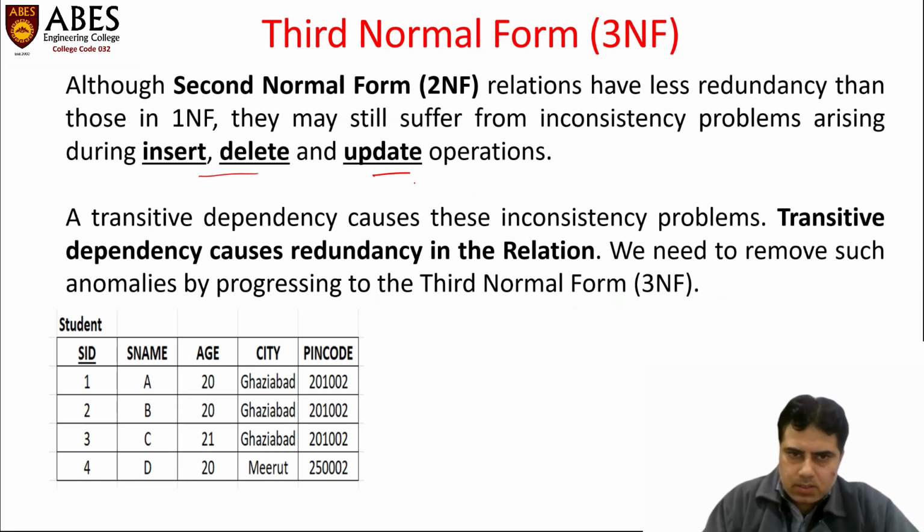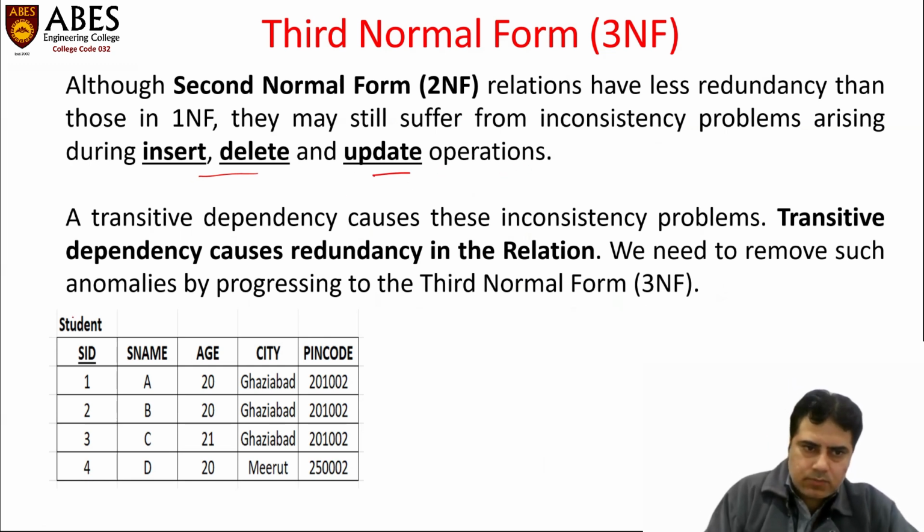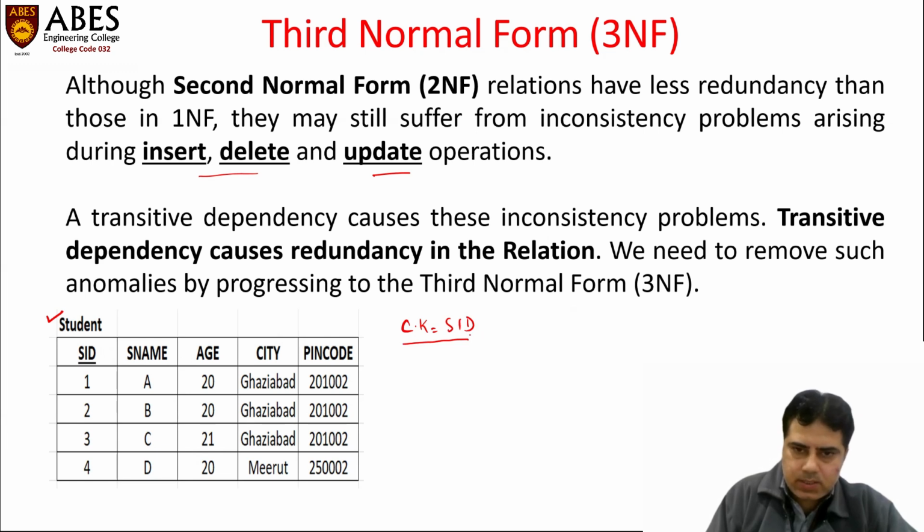Let us understand this anomaly concept via this example. Suppose there is a student table. Attributes are student ID, student name, age, city and pin code. Now, here we will see the candidate key is student ID, so here is a single attribute candidate key. We can see that this table is in 2NF, but still there are some update anomalies left in this table.